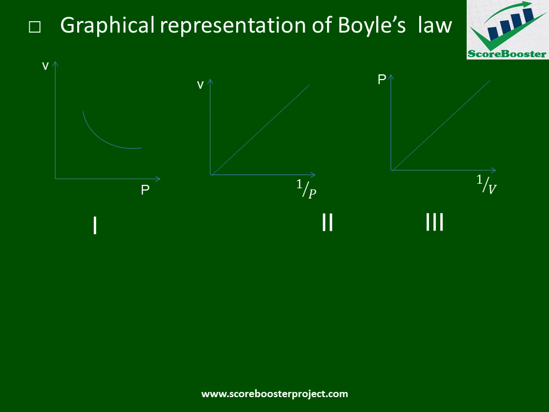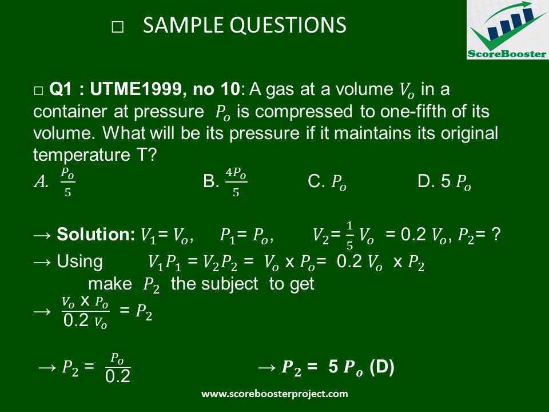While the diagram labeled 2 is showing the graphical representation of V against 1 over P. So if V is plotted against 1 over P, we have a straight line graph. Similarly, diagram 3 is showing the graph of P against 1 over V, which is also a straight line. So when pressure P is plotted against 1 over V, we have a straight line graph also.